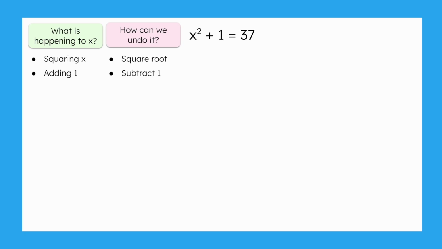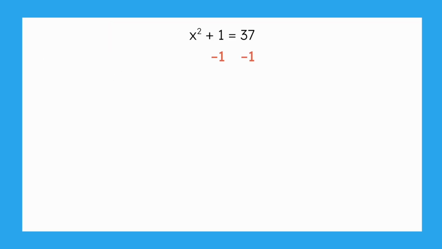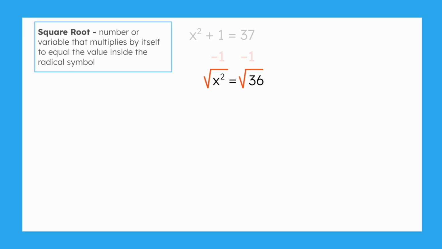Let's try it. Start by subtracting 1 from both sides. So x squared equals 36. Now we'll take the square root of both sides. Recall that a square root is the number or variable that multiplies by itself to equal the value inside the radical symbol. So, when we put the radical around the x squared like this, we're really asking, what times itself equals x squared? The square root of x squared is just x.